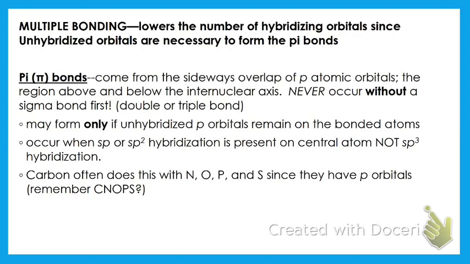Pi bonds come from that sideways overlapping of the p orbitals. It's the region above and below the internuclear axis. They never occur without a sigma bond first. So if you've got a pi, you've got to have a sigma. You can't have a pi without a sigma. Carbon does this, and so do those CNOPs. All those things that can double or triple bond are going to have pi bonds as well.